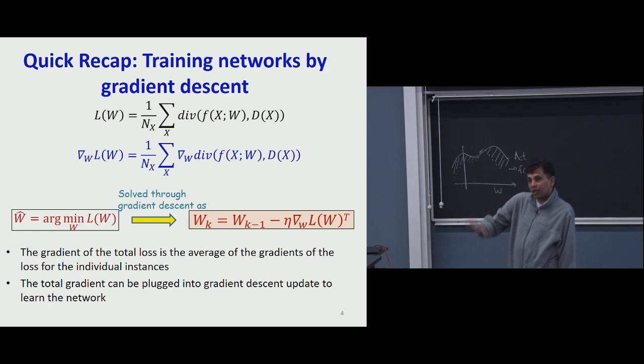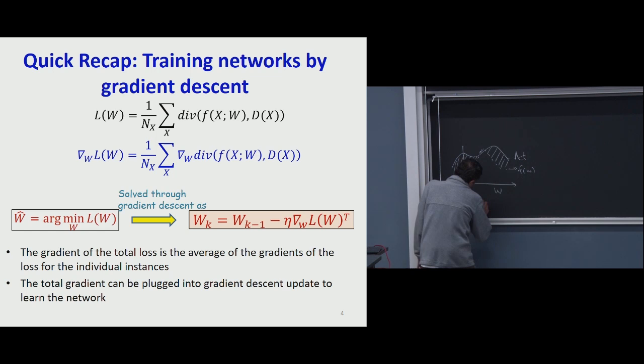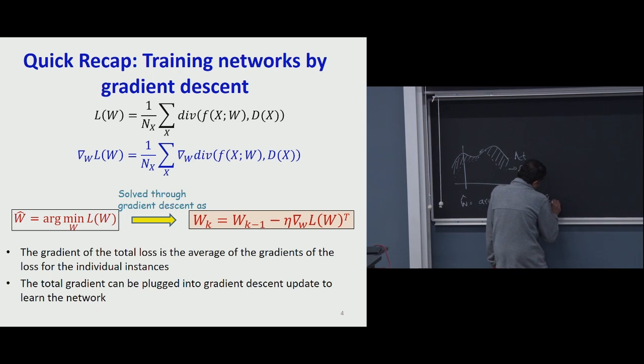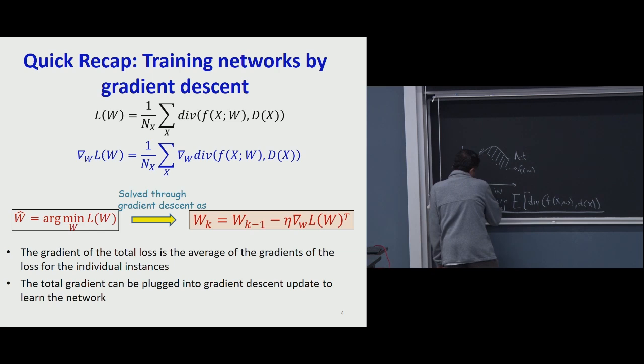So really, the term you want to minimize, ideally, is the argmin over W of the expected value of the divergence between f of X, W and d of X. This is what we really want to perform. Keep that in mind, right?